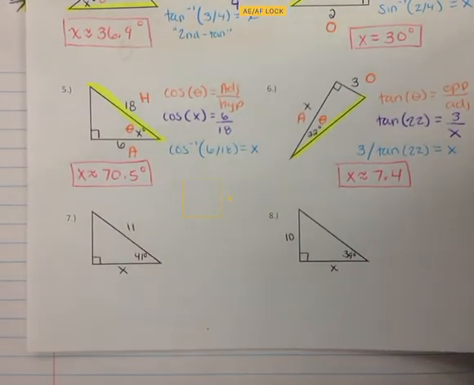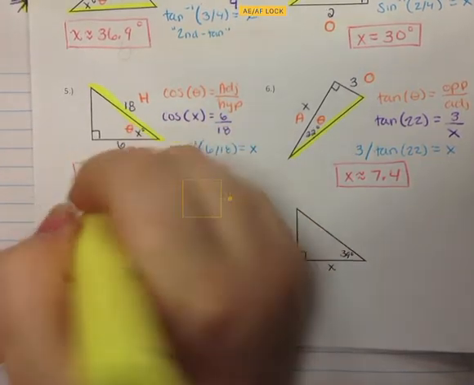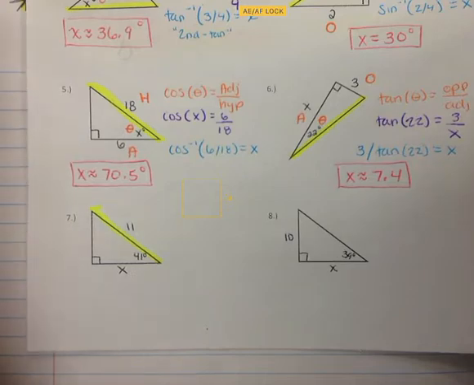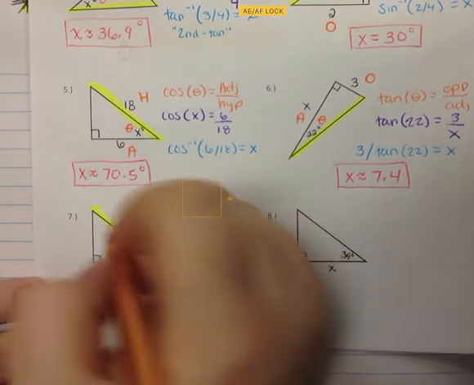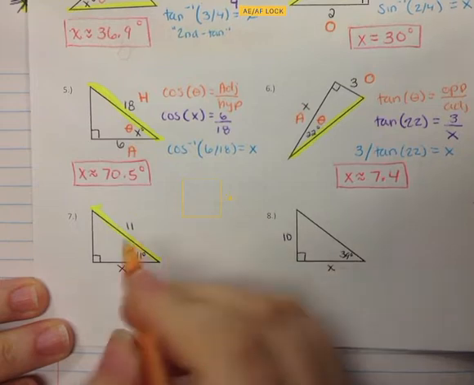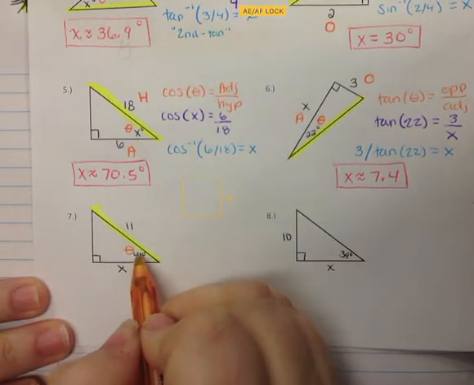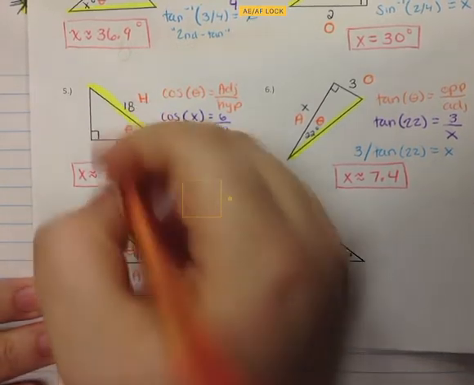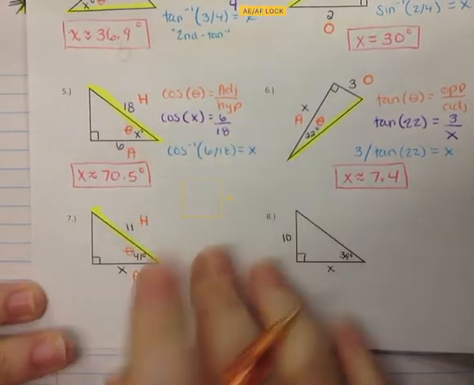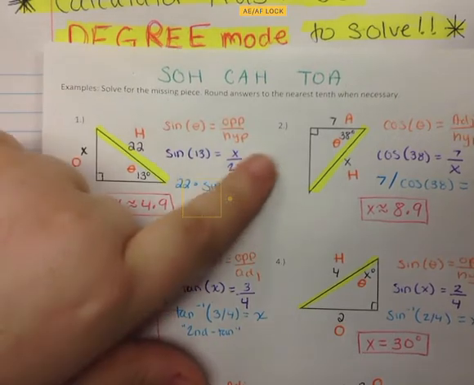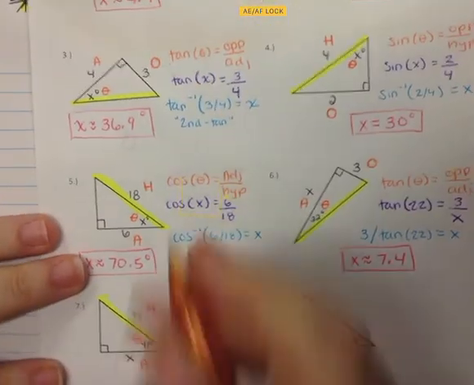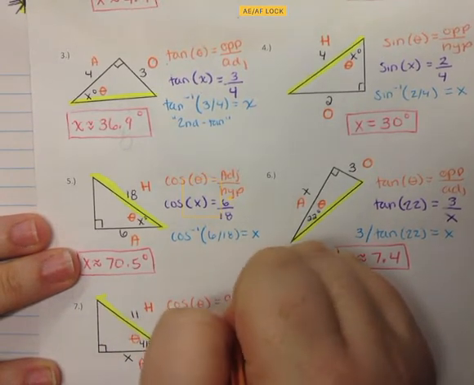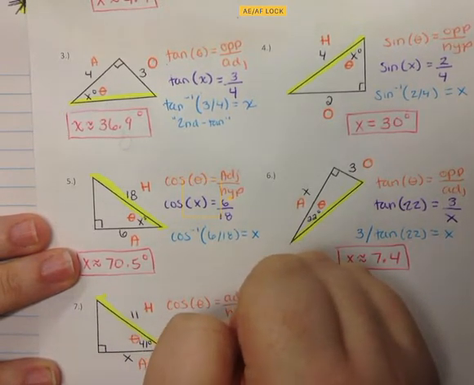Number 7, I'm going to highlight the hypotenuse and then label the triangle. My theta goes at that 41 degrees. The x is directly attached to it, but not highlighted, so this is your A. Your 11 is on the highlight, so it's automatically H. A and H together is your CAH.